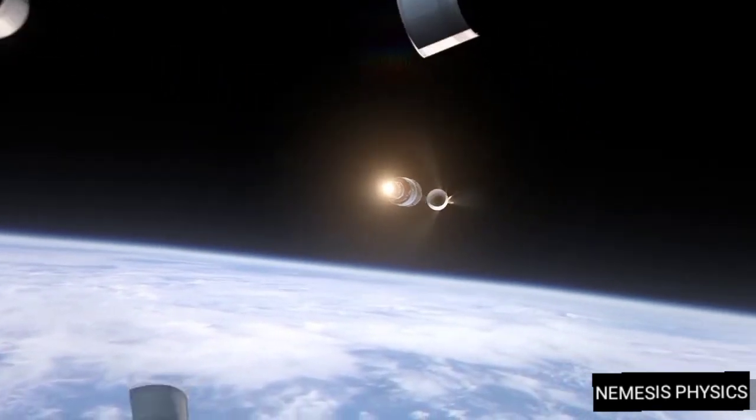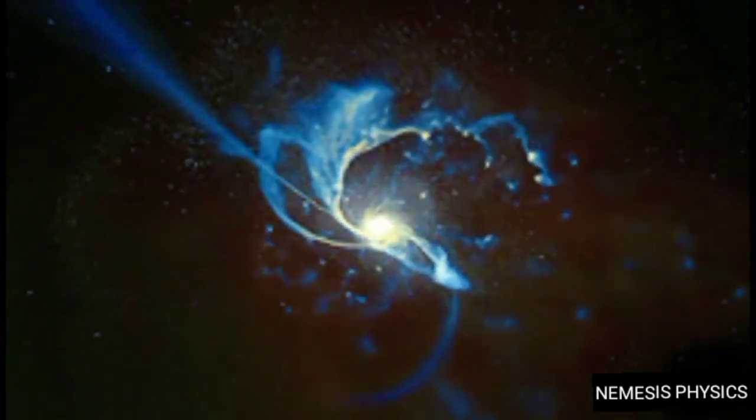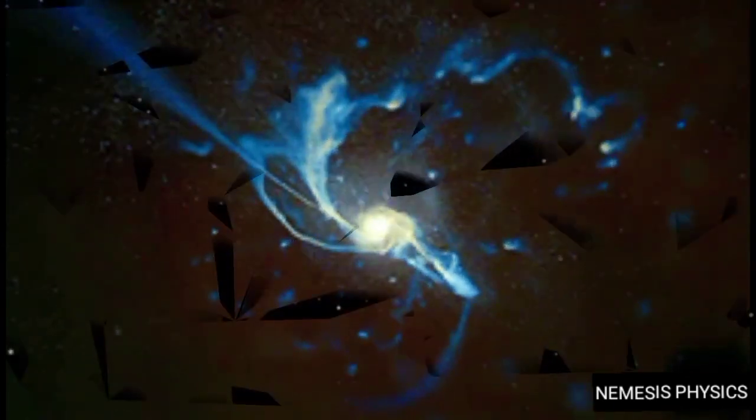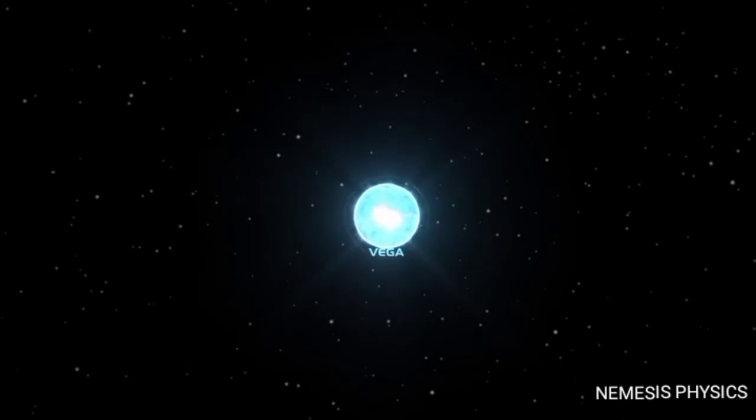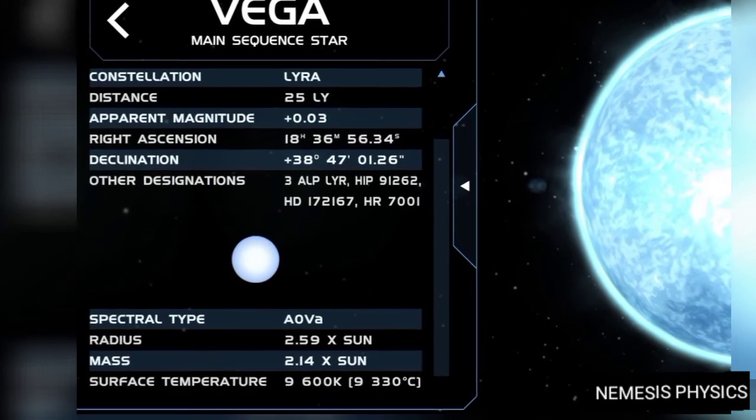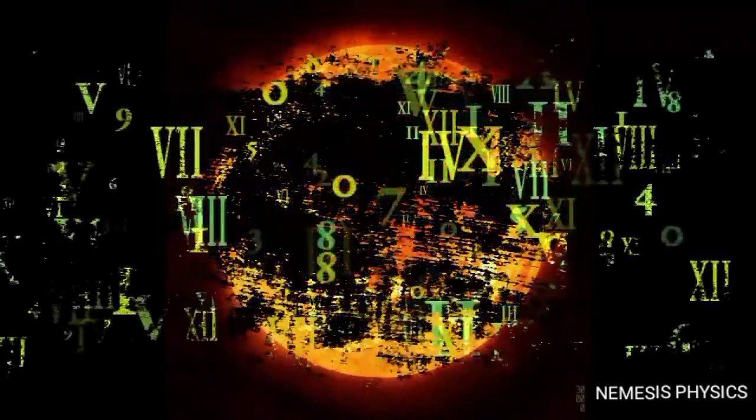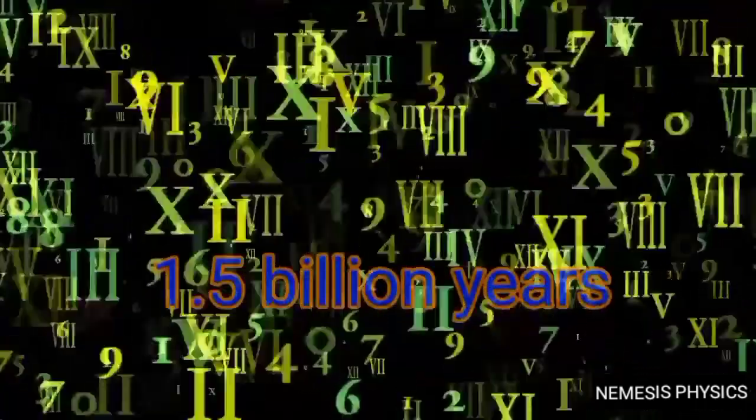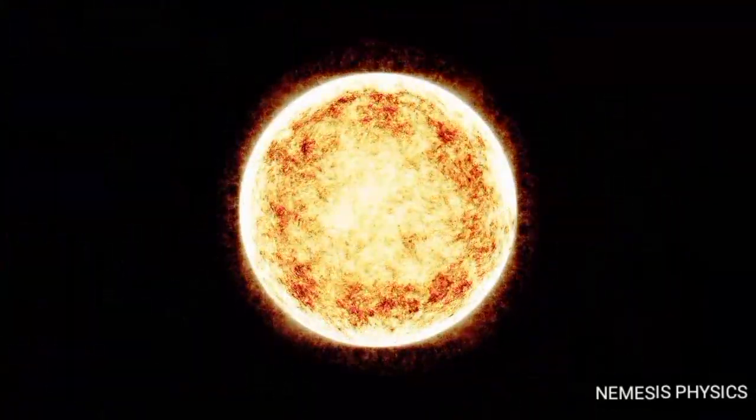So let's test this formula on some well-known star. No, I'm not talking about the Sun, I'm talking about stars that are like our Sun. One such star is Vega. Vega is the brightest star in the constellation of Lyra. It is a Sun-like star with a mass of 2.14 times that of the Sun, and it is 25 light years away from the Earth. When we use this formula to find its main sequence lifespan, we get 1.5 billion years by using a calculator, which is just 15% of the Sun's lifespan.